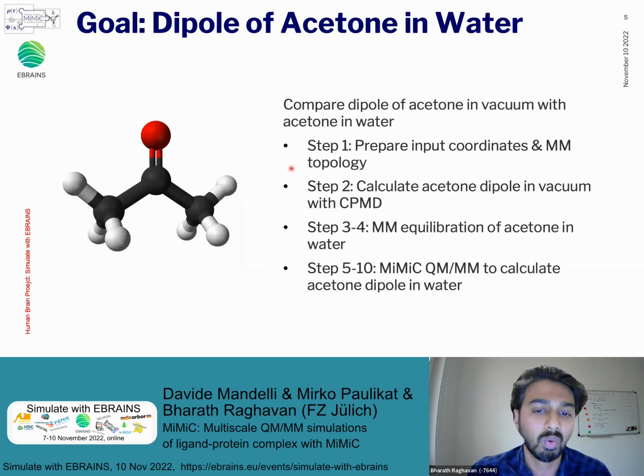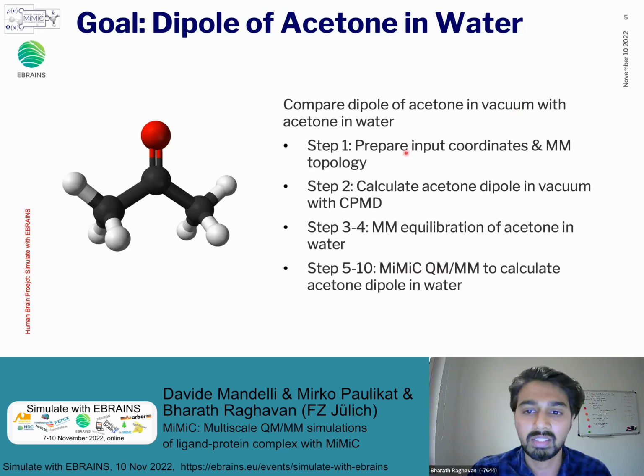Now, coming to the goal of this tutorial, the main aim is to run a QM/MM simulation of acetone in water and calculate the dipole moment. We would then compare this with the dipole moment of acetone in a vacuum, calculated at a pure QM level, to get an idea of the changes that happen when you solvate a system and how QM/MM can improve your calculations. So we have 10 steps for this.